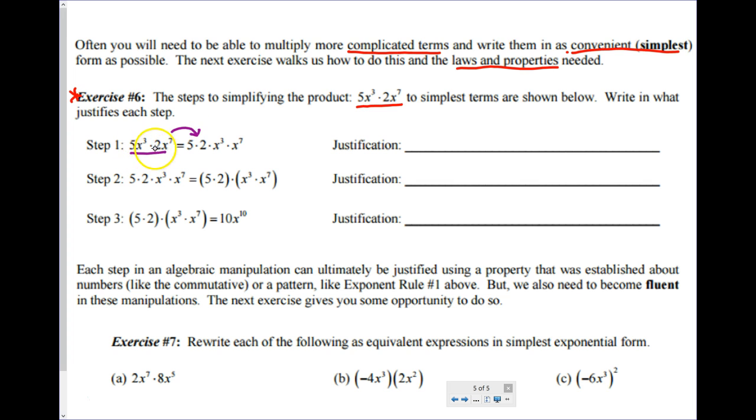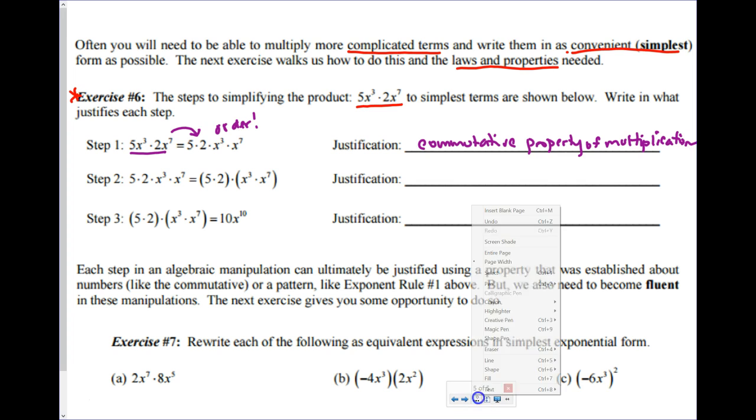Well, they just took the 5 and the 2 and they rearranged it. So they changed the order. What property changes the order? That would be the commutative property. And are we adding or multiplying here? We're multiplying, so this is the commutative property of multiplication. Okay? Now let's take a look at the second step.